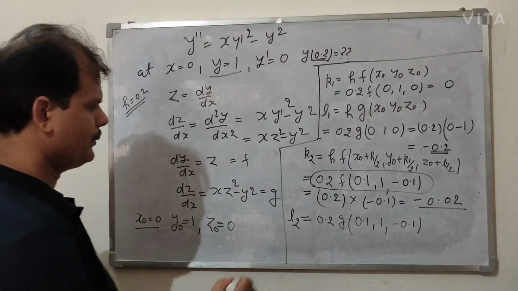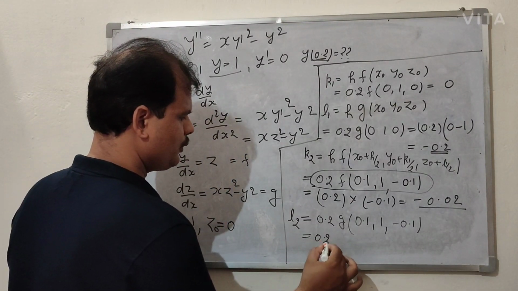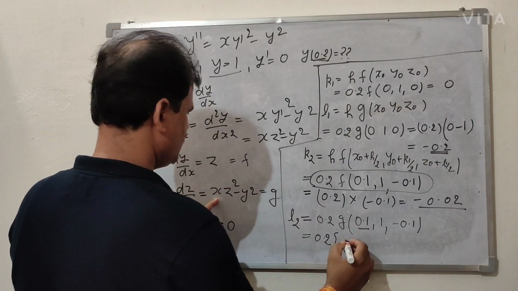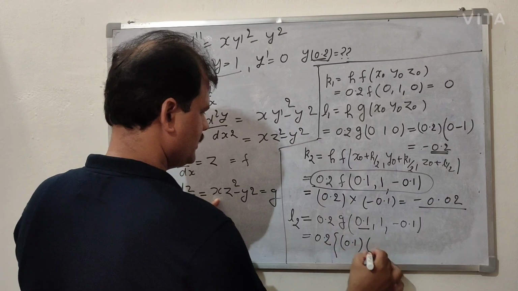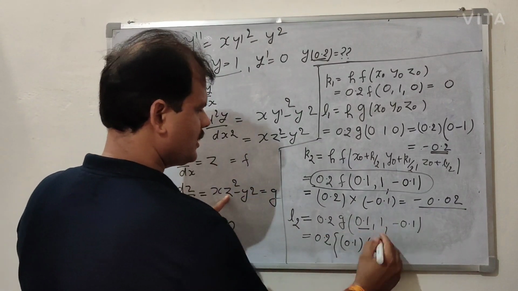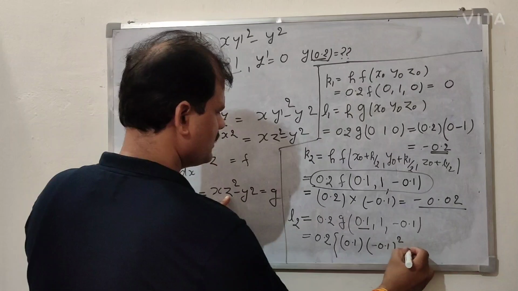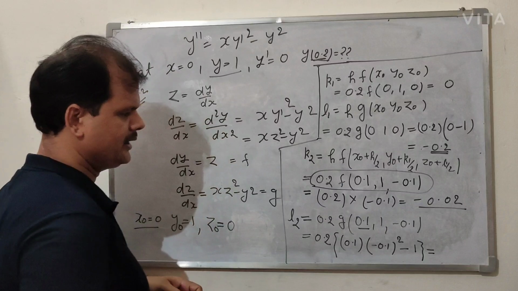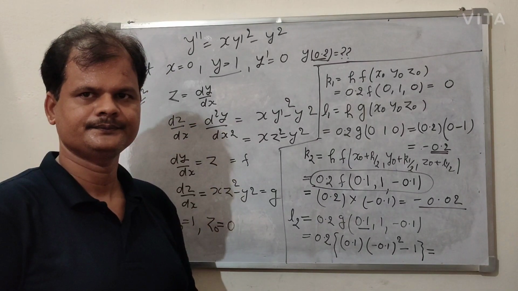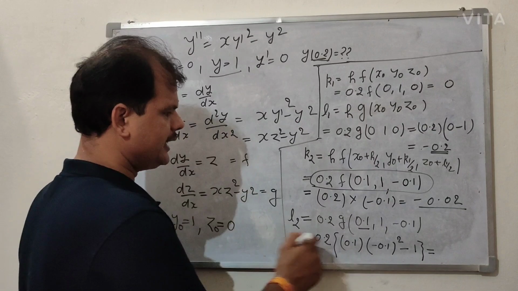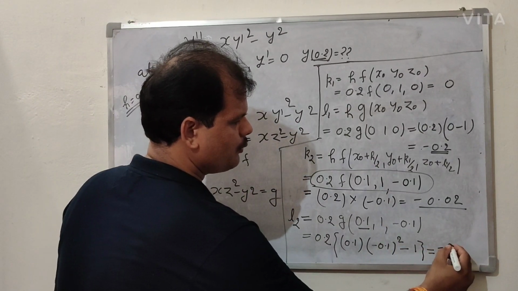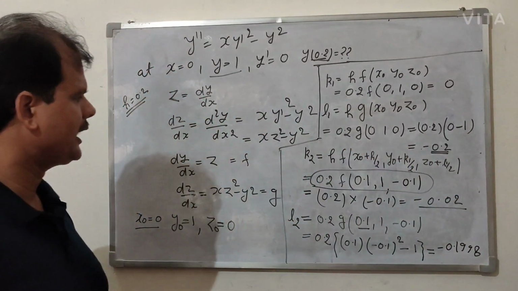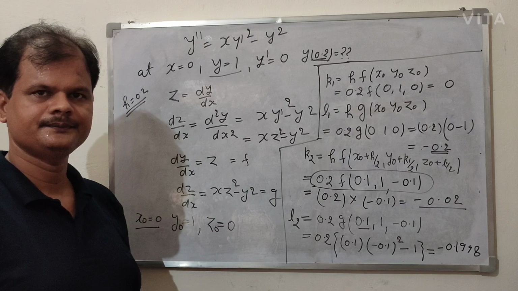Fine. Now this will be 0.2 and g equal to x, so x equal to 0.1. So 0.1 into z square, so z equal to minus 0.1 whole square, minus y square, 1. So we'll calculate. If you calculate this L2, we are getting minus 0.1998. So this is your L2. Now we'll calculate the K3 and L3.